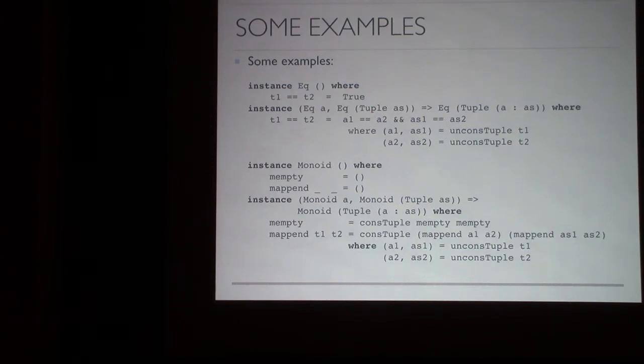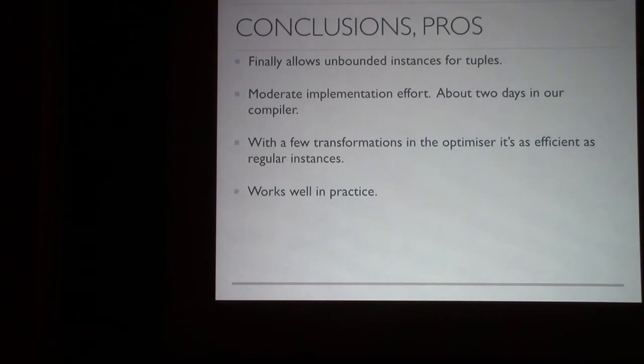So this is really the whole idea, and I deleted a whole lot of code that we have in our libraries. It feels so good to delete code. It took maybe 2 days to implement, something like that. That included adding a few things to the optimizer so that you get code that is as good for these as for the regular instances. It requires that you unfold all these const tuple and unconst tuple, but once you do that, it works out fine. Seems to work very well in practice.